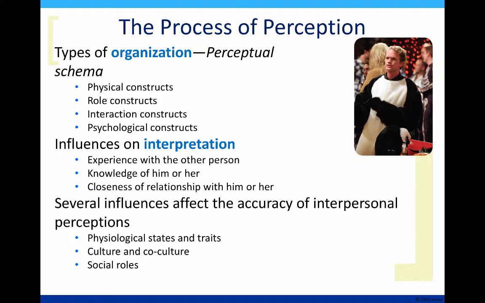So you'd think we'd be pretty accurate in those conclusions by now. And maybe you think you are pretty accurate, but, well, you're probably not as accurate as you think you are. There are several things that get in the way and affect the accuracy of our perceptions: physiological states and traits, cultures and co-cultures, and social roles.